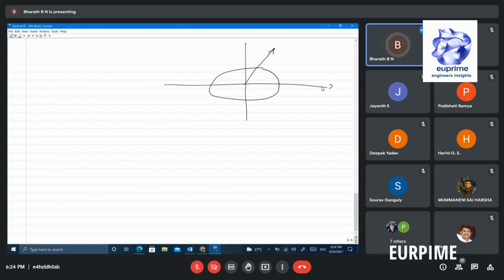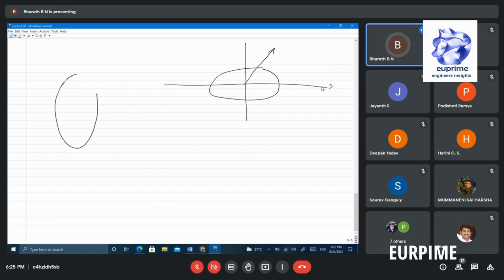What do you mean by projection? Okay, I should find a point inside the ellipse such that the distance from that point to the vector should be as small as possible, right? Is that fine? So just to give you an idea.